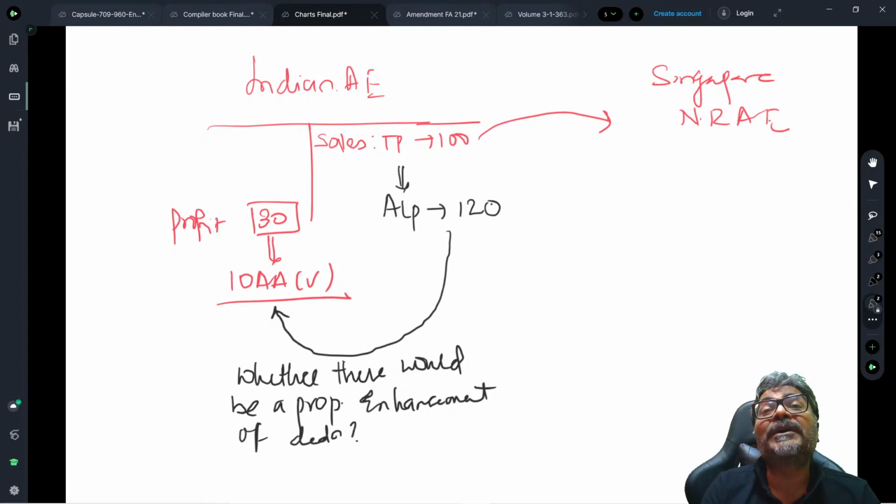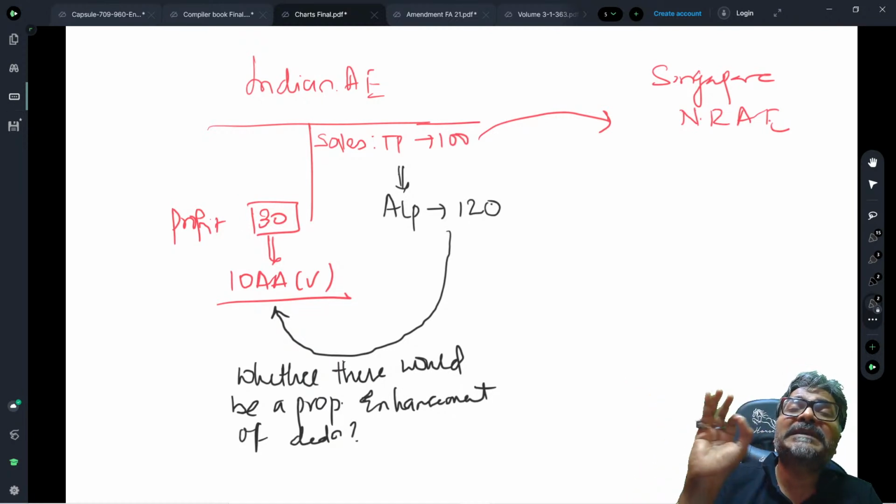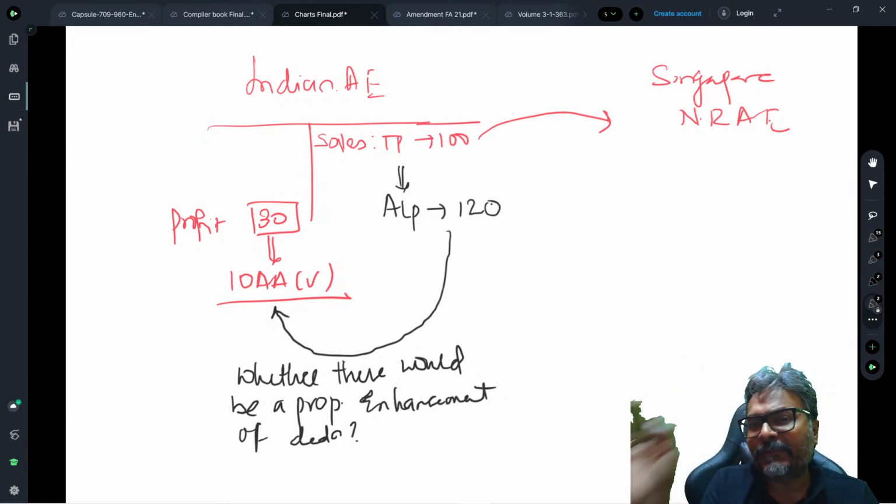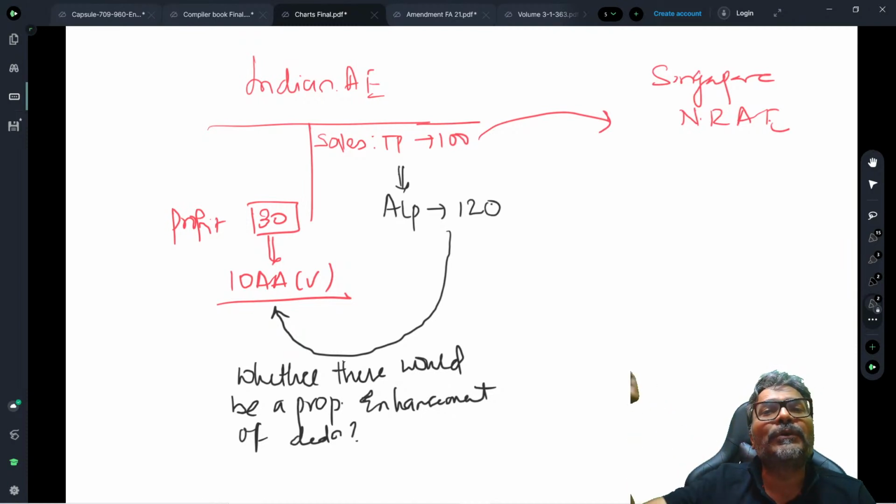There is a specific proviso under section 92C which says that just because the ALP has been adopted, that does not change the commercial reality of the transaction. And the commercial reality of the transaction is that you have charged a transfer price of ₹100, and on that basis only we will provide you the deduction. So that is a specific prohibition to provide you the proportionate enhancement of deduction based upon the adoption of the ALP. So the ALP, once it is adopted, there will not be any further enhancement of the deduction. Did you all get this one?